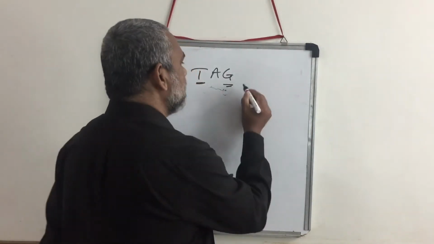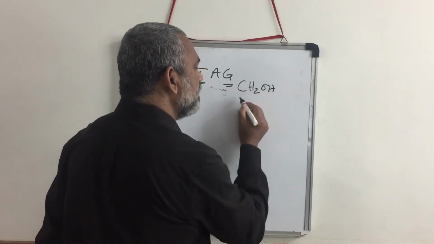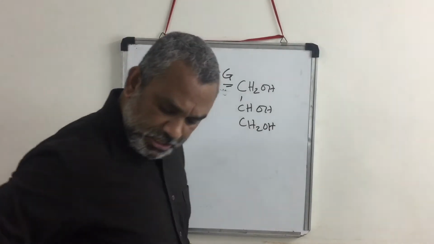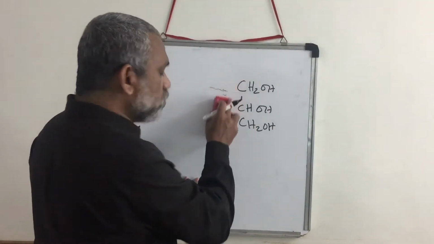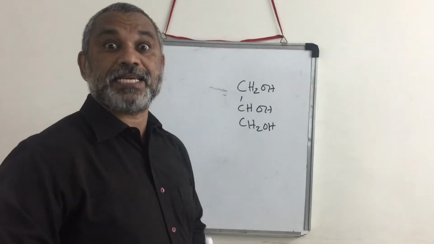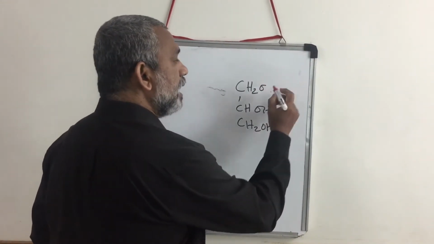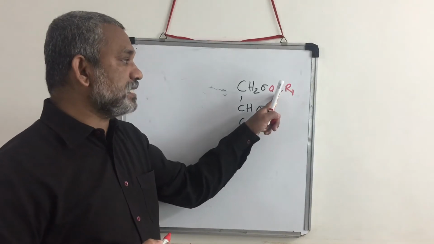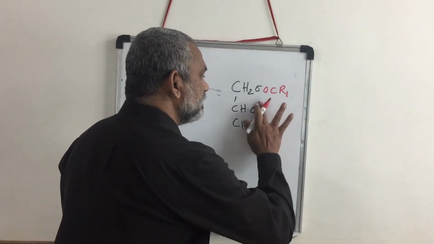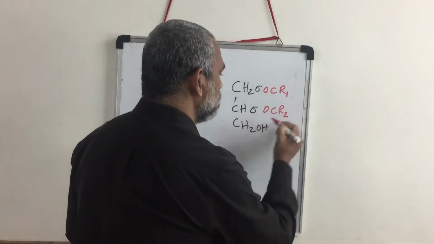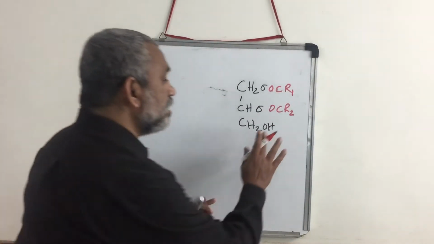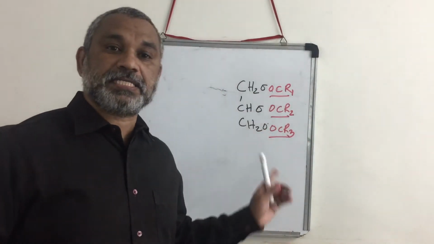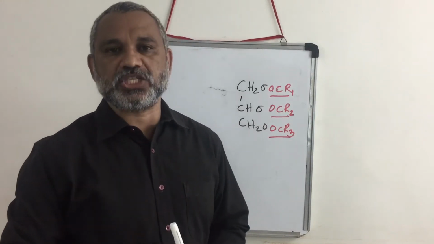Let us write the glycerol structure. This is CH2OH, CHOH and CH2OH. This is the structure of glycerol. Now to this glycerol unit, we are attaching a fatty acid. So the hydrogen is removed and OCR1, a fatty acid, is attached. Another fatty acid is attached here, and the third fatty acid is attached here. So you will see that three fatty acids attached, this is what we call triacylglycerol.